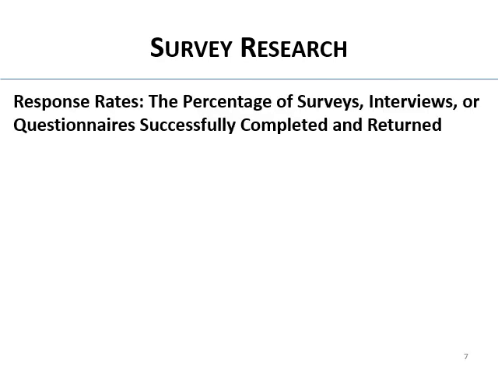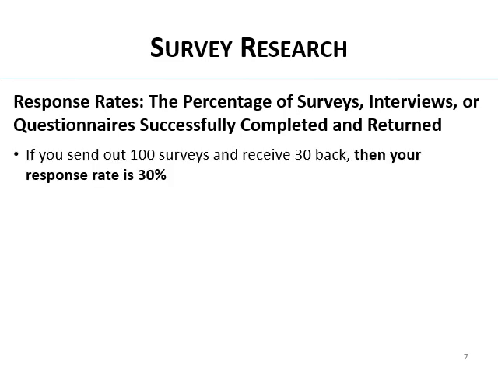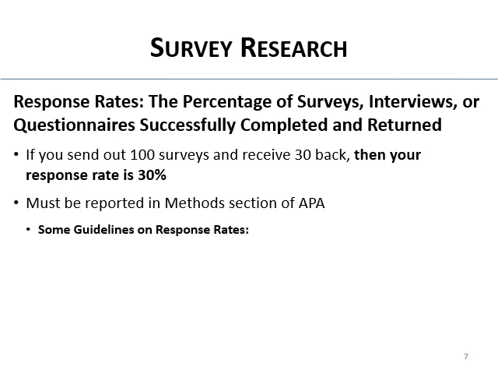So the response rate is another issue with survey research. Response rate is something you have to report in your dissertation write-up, and it's just the percentage of surveys, interviews, or questionnaires that are successfully completed. To calculate a percentage, you have to know how many were sent out and how many were completed, right? So if you send out 100 surveys and you get 30 back, that's 30 divided by 100 times 100 to get a percent. You get a 30. That is a 30% response rate, and you've got to report it in your methods section of your APA write-up.